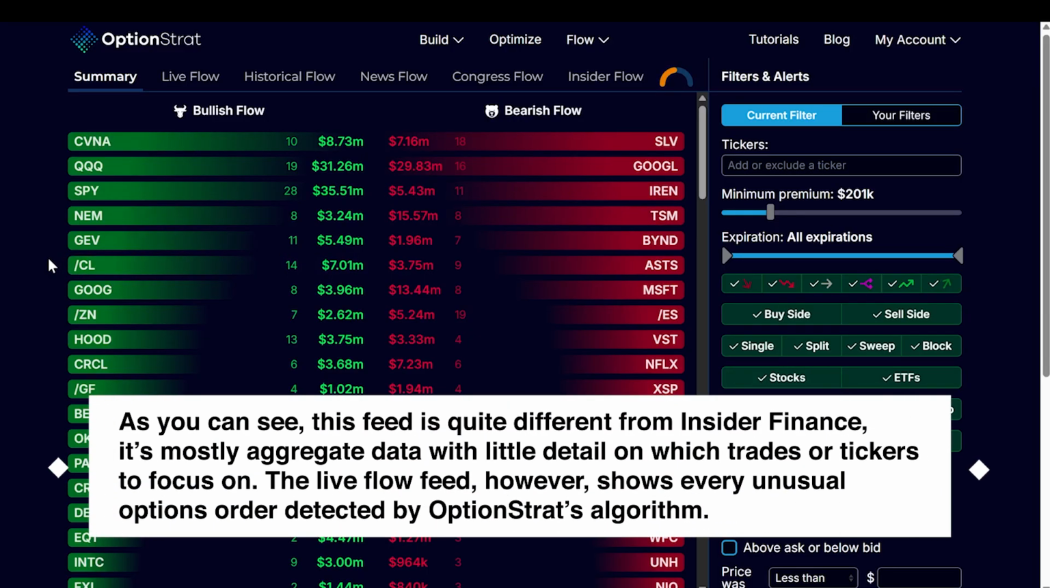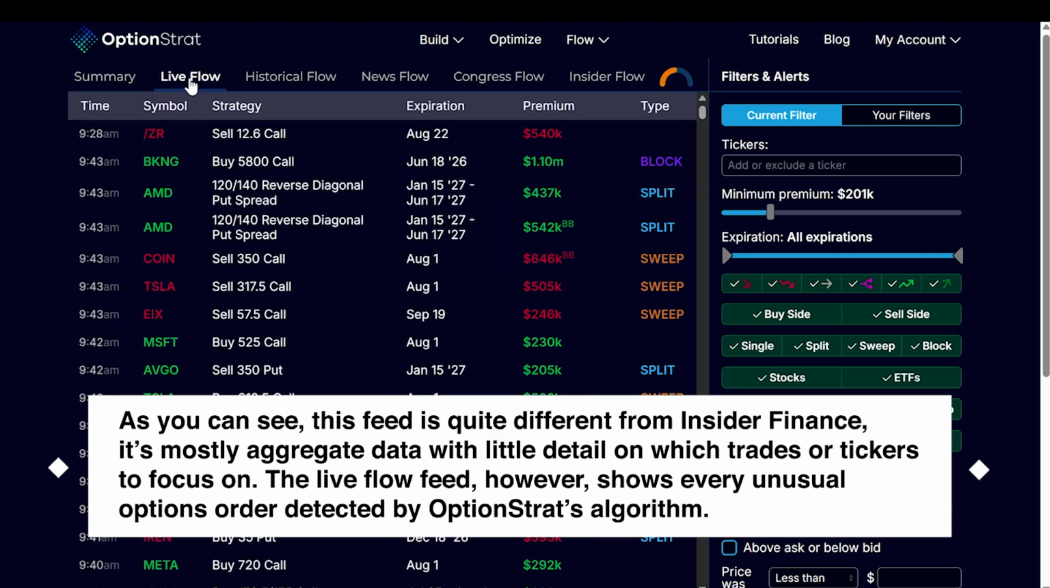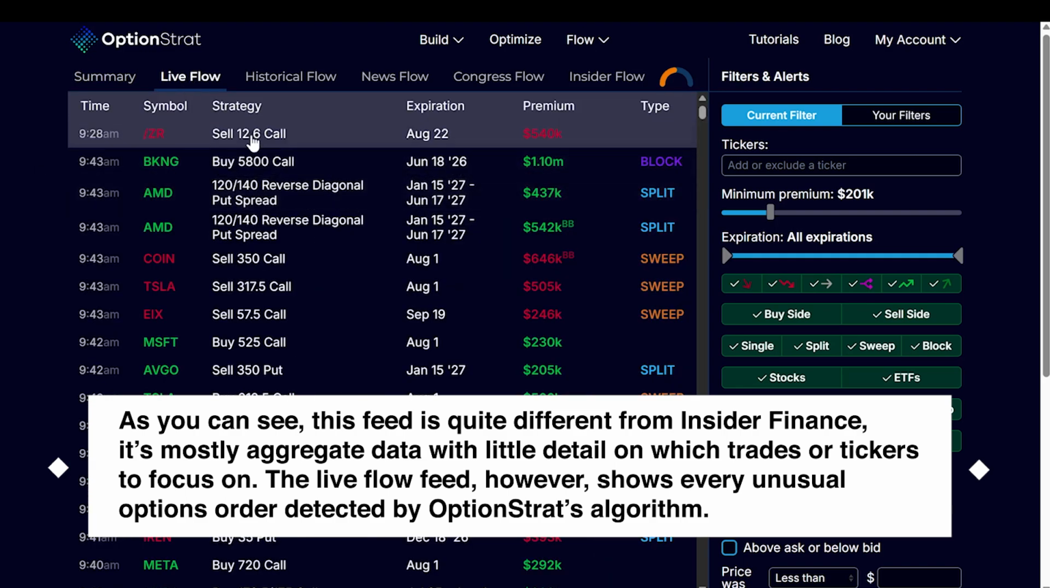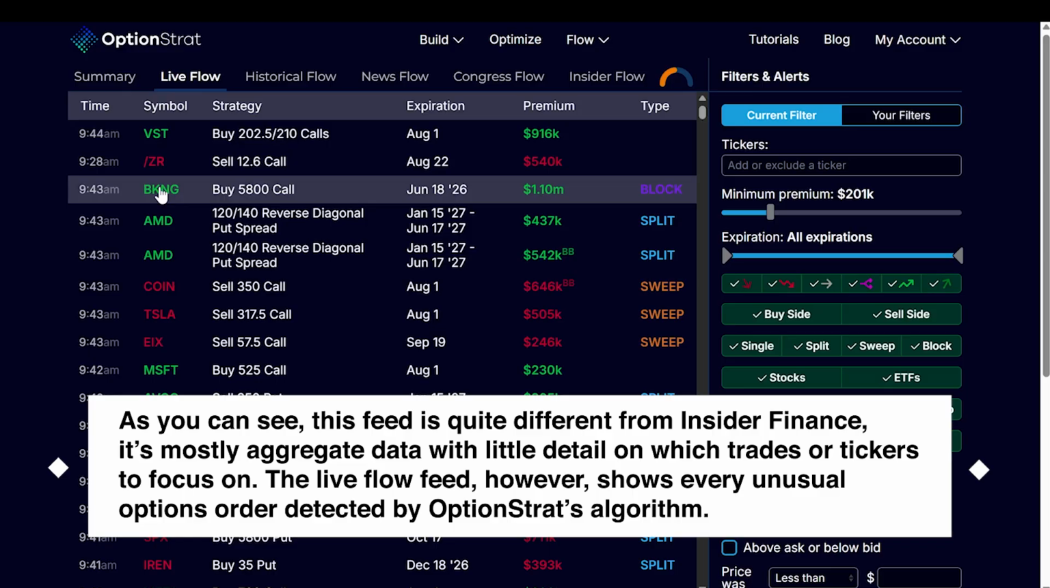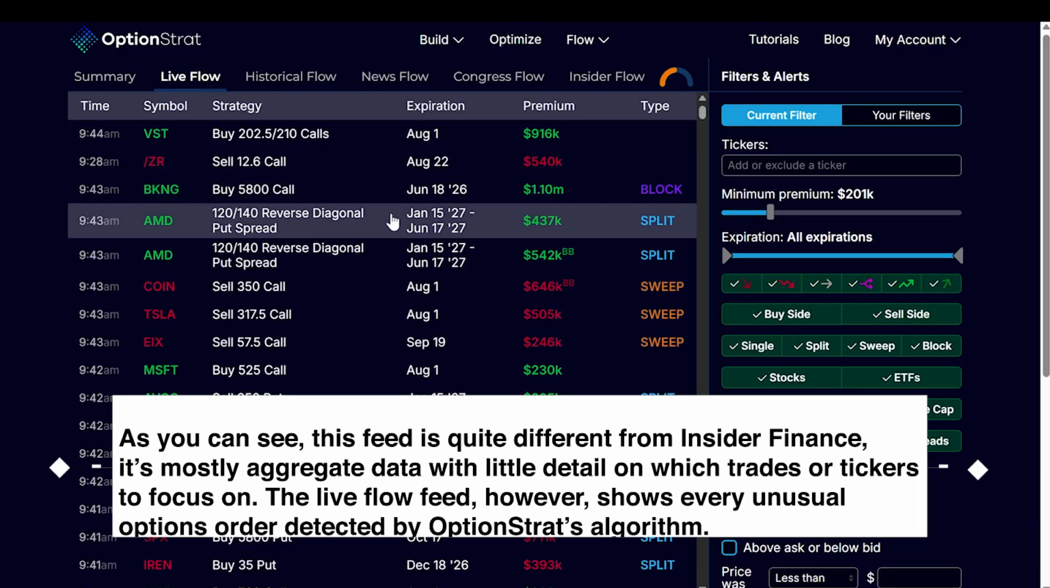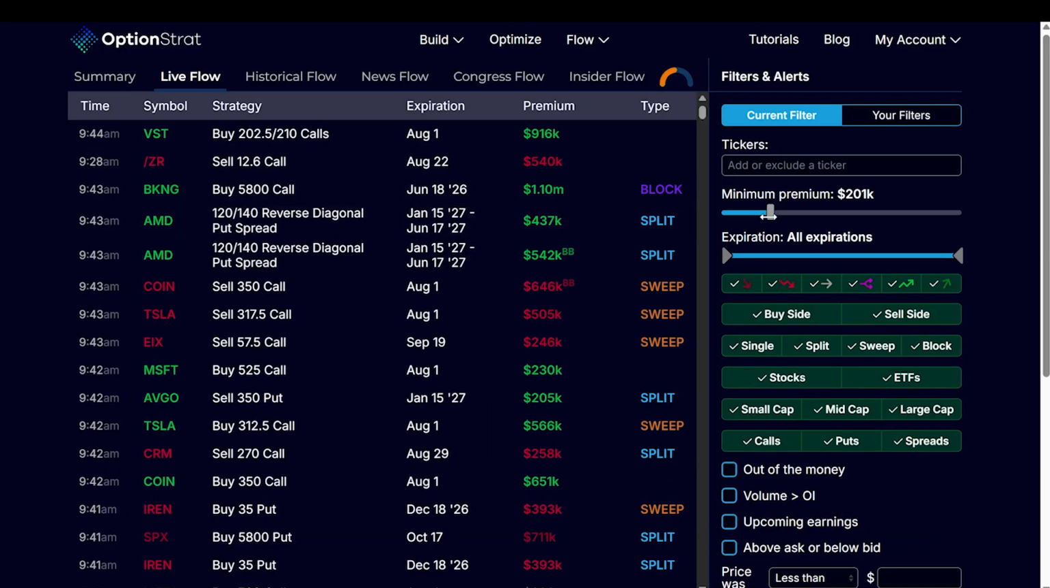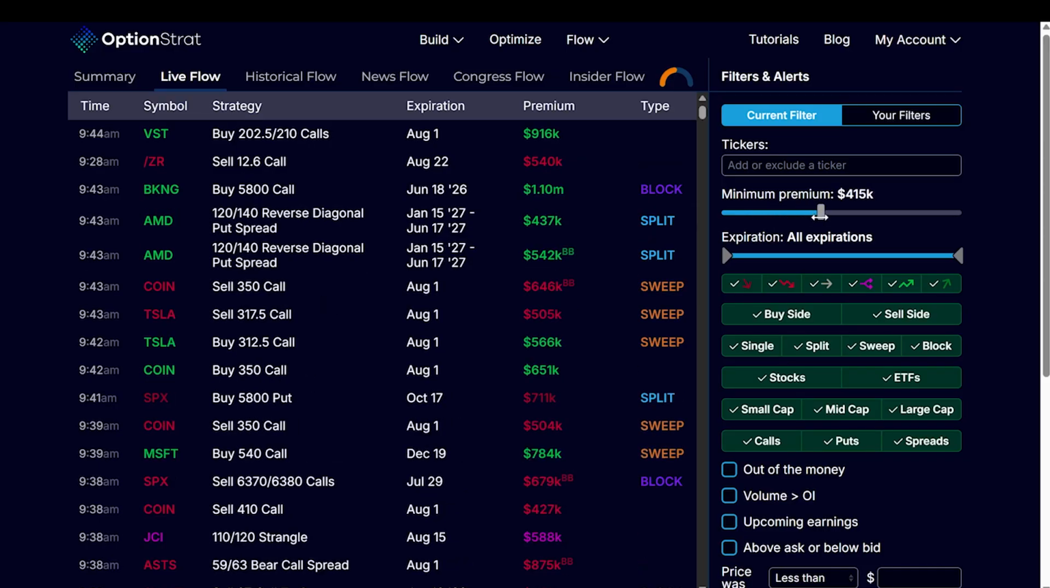But as you can see, this is a pretty different feed from what you're getting with something like Insider Finance. It's mostly aggregate data, and there's not a lot of extra information about what trades or what tickers you should really be paying attention to. You can see individual trades here with the live flow feed, and this is just going to show you all unusual options orders that are coming through OptionStrat's algorithm. So again, you can filter by premium, expiration date, and all of these same filters that you can use for the summary. But that's about it for OptionStrat's order flow.